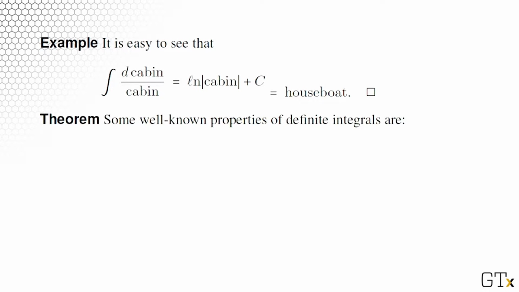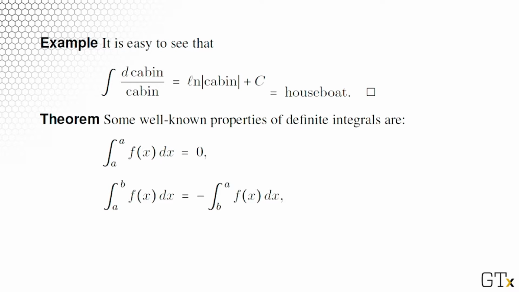Theorem. Some well-known properties of definite integrals are as follows. The integral of f of x dx from a to a, so think of the area under this continuous function over one point, there is no area, so it's 0. The integral from a to b is the negative of the integral from b to a. And finally, the integral from a to b equals the integral from a to c plus the integral from c to b. So if you stop taking the integral at some midpoint c, and then you start up again, when you add those two pieces up, you just get the whole thing from a to b.